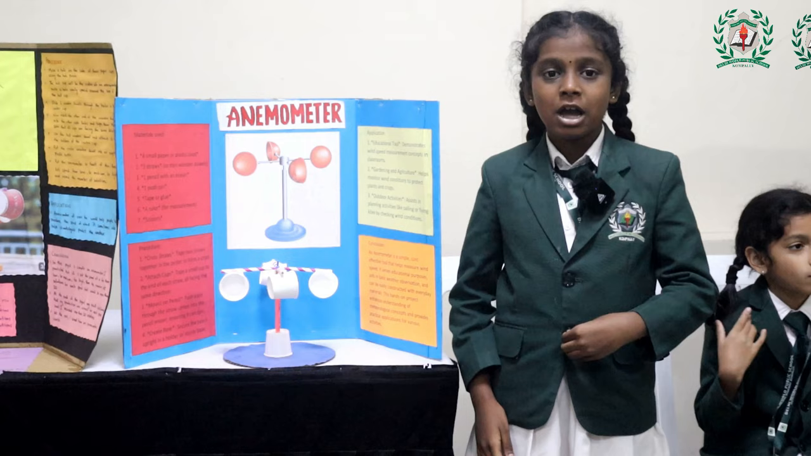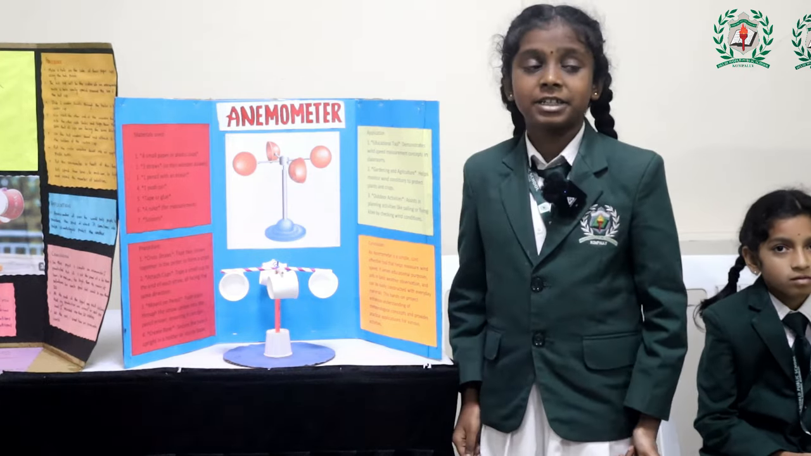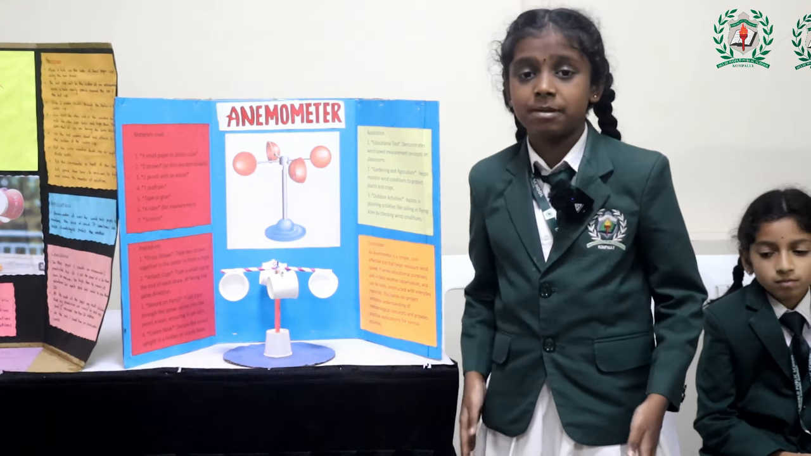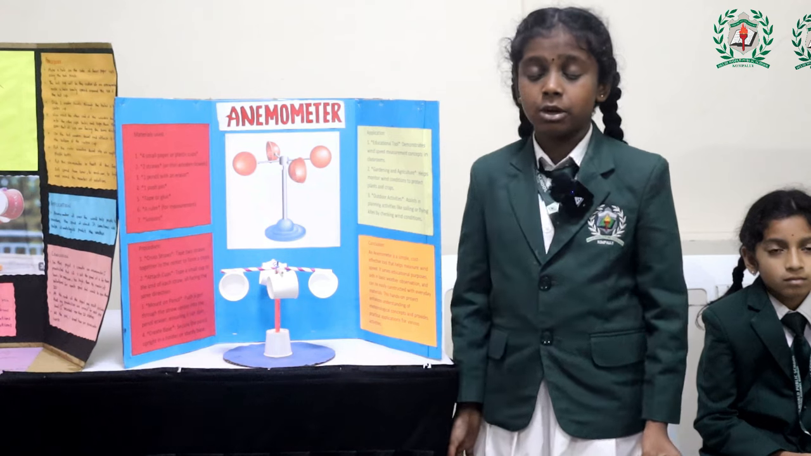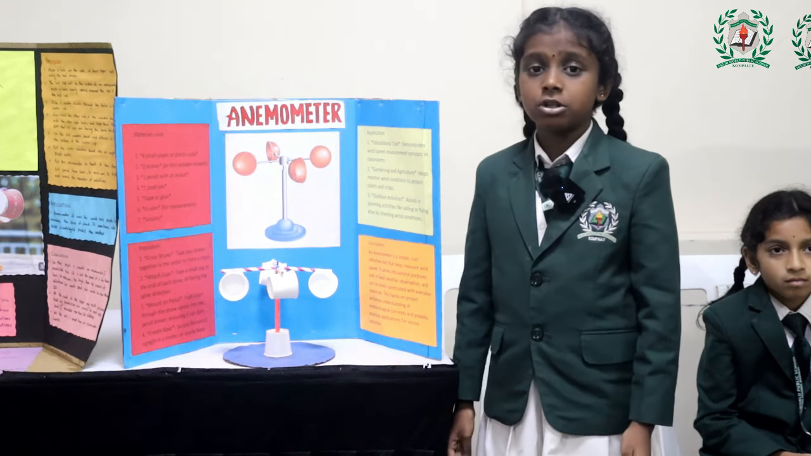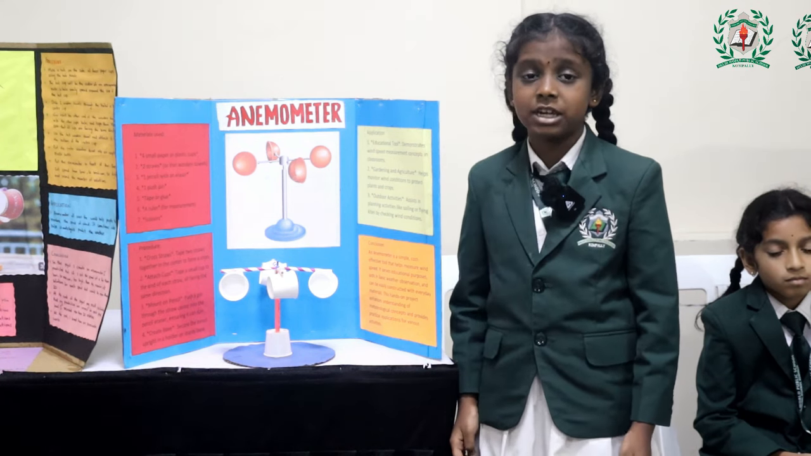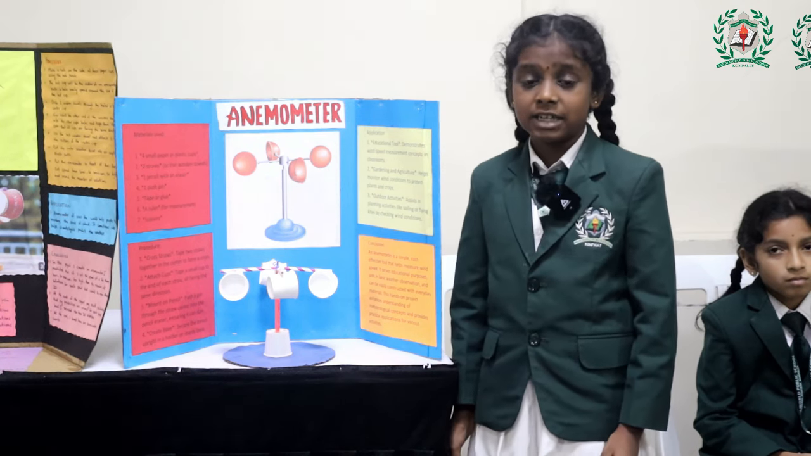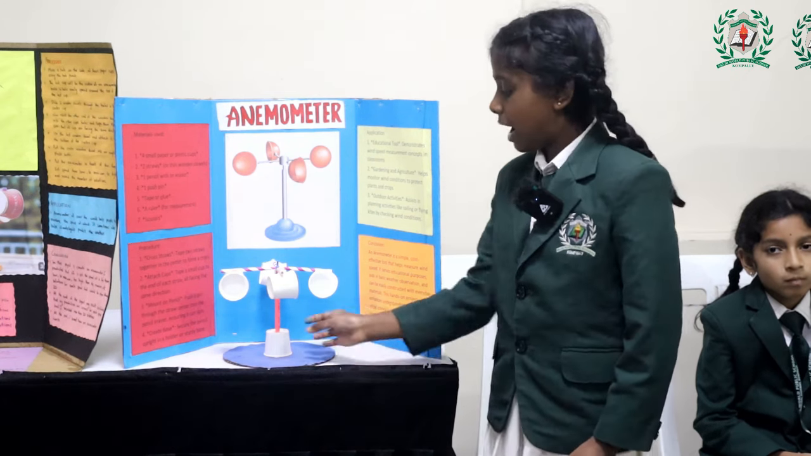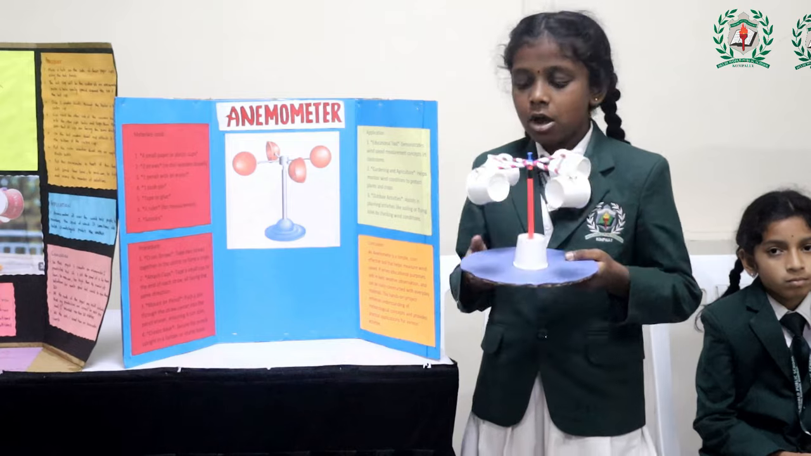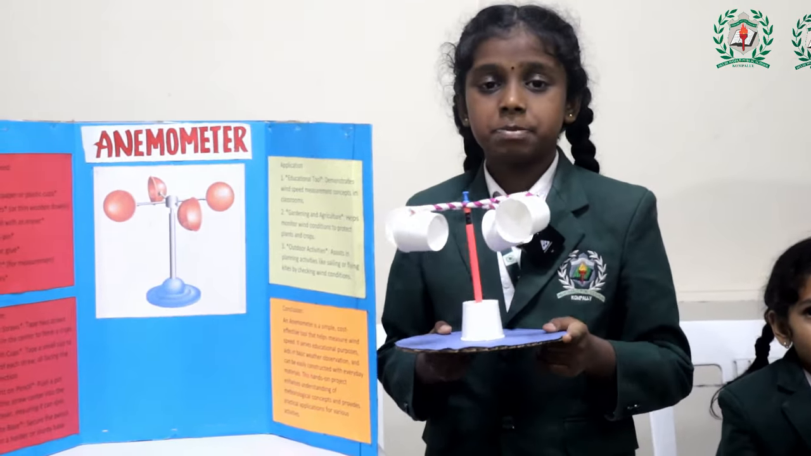Today, I'm going to show how the anemometer works. The cup anemometer consists of four hemispherical cups mounted on a vertical shaft. When the hemispherical cups rotate with the wind, the vertical shaft also rotates. A calibrated dial at the base of the vertical shaft counts the number of rotations per minute. This is then converted to find the wind velocity. Now, I'm going to show how it works. It measures the wind speed.